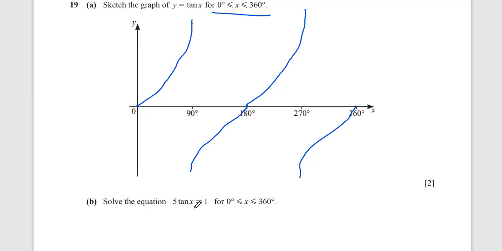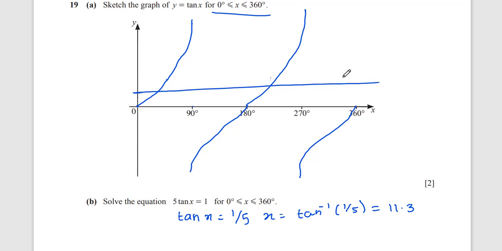Now, using this, we have to solve this one: 5 tan x equal to 1. So tan x equal to 1 by 5. So x equal to tan inverse of 1 by 5. If you solve using the calculator, you will get 11.3. So 11.3 is at this point. For example, tan x equal to 1 by 5 is here, means this point is 11.3.